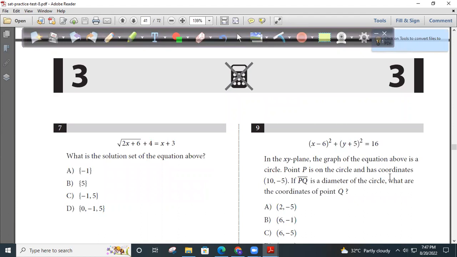Try to give me an answer for the 7th question. We discussed square roots in the last class. You try to give me an answer for question number 7. Only 2 students gave me an answer. Everyone else should give me an answer. What is the solution set of the equation above?